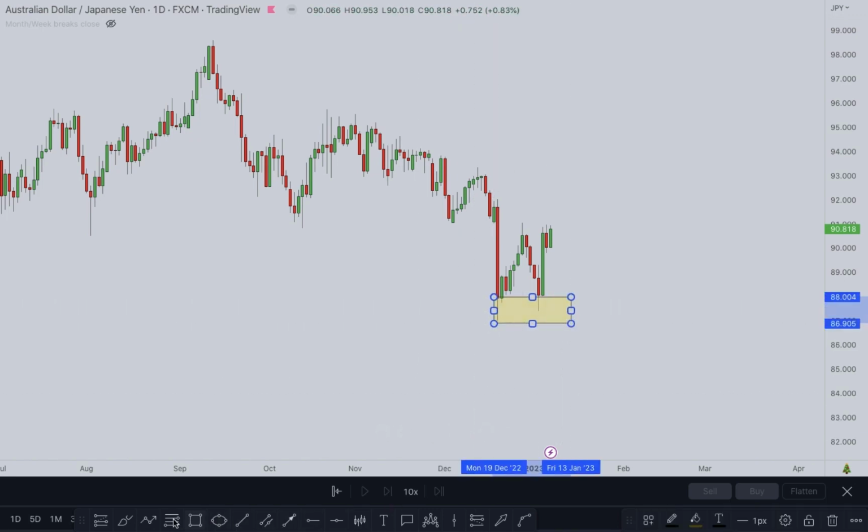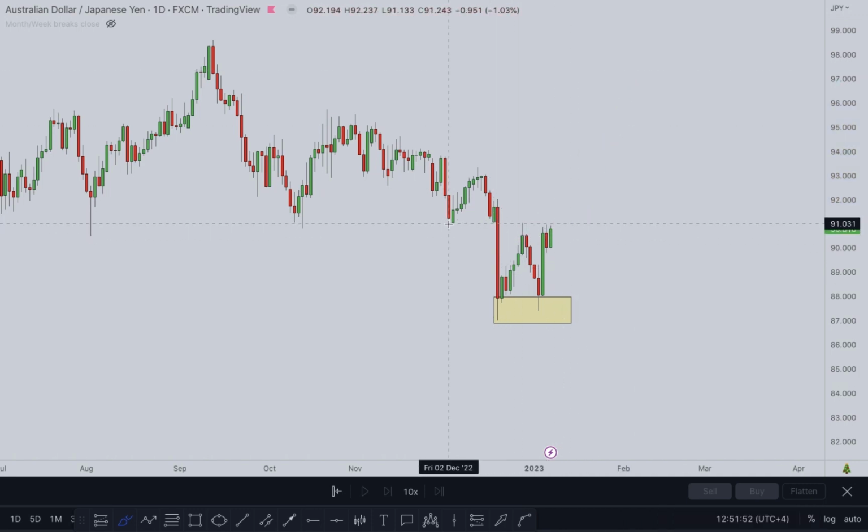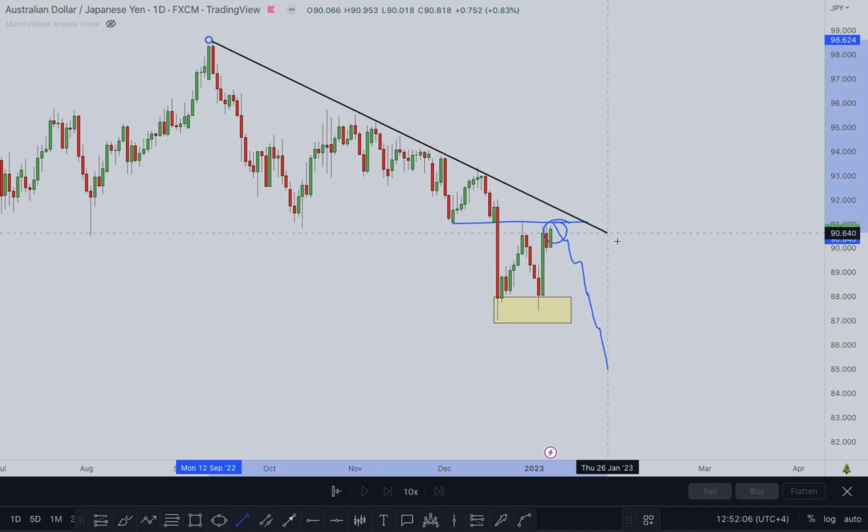So with this pattern, once we break this neckline right here, we'll be looking for a retest and then expect price to push to the upside, right? So this will be something I will be looking for if this high gets broken. But if it doesn't, this will still be our area of value where price can possibly reverse to the downside and continue its prior trend to the downside.